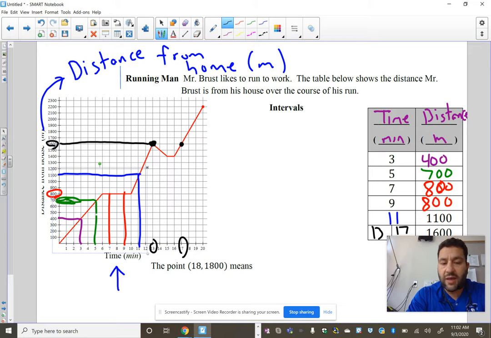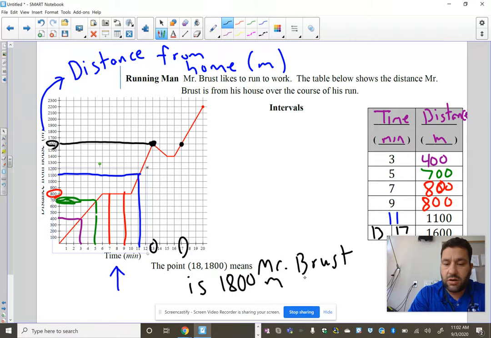One last thing to look at, the point 1800 means what? It means that Mr. Brust, I think I kept on saying Burst, is 1,800 meters from home at 18 minutes.